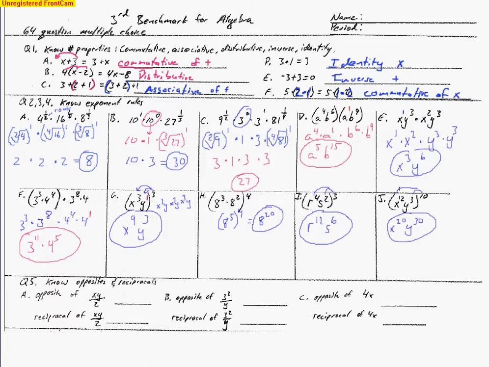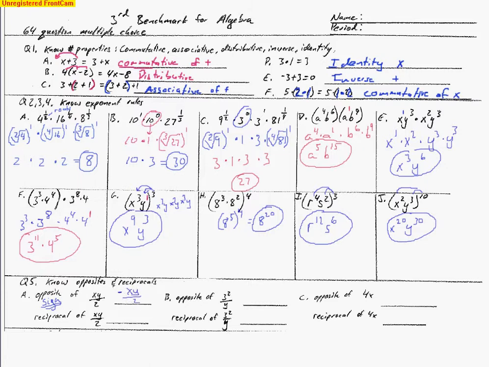Well, those are exponent rules. Similar problems to questions 2, 3, and 4. Let's take a look at the knowing opposites and reciprocals. Opposites, remember, those are just dealing with sign. The sign's going to change. So it's just going to be negative and then xy over 2.